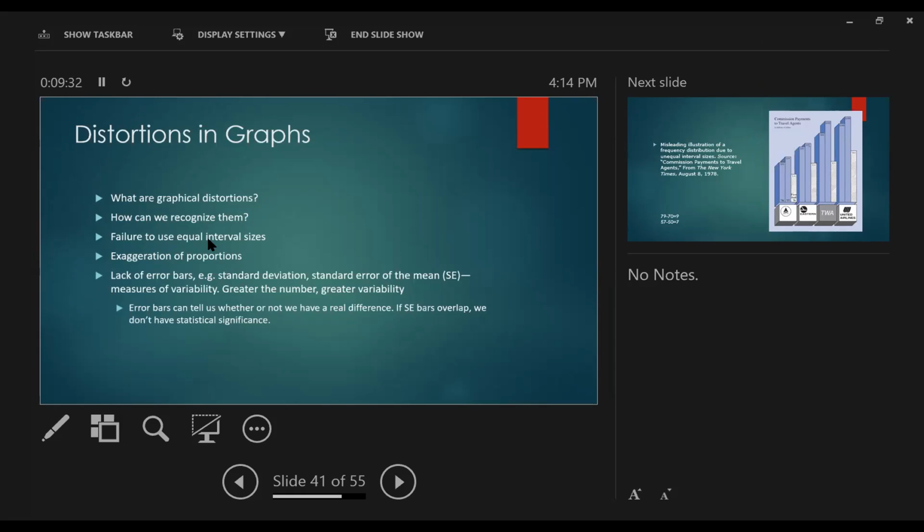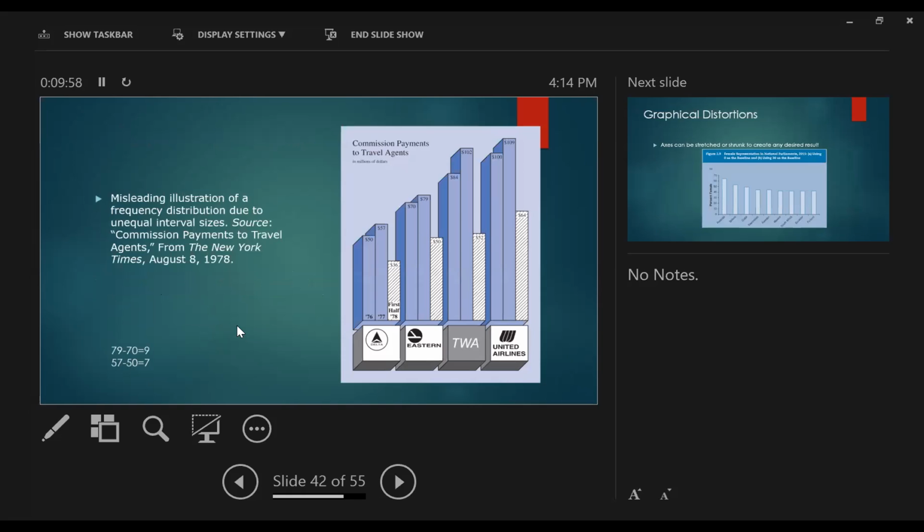if you're not using equal interval size, it may seem like one is much larger than the other. You can exaggerate proportions by changing the scale on your axes, right? Is it going to be by 1 or by 0.25? Now all of a sudden the difference is going to seem huge just because I adjusted the scale. Having a lack of information in general, like a lie of omission, is another piece. So we need to be very careful. Let's look at a few of these. This is a misleading illustration of a frequency distribution due to unequal interval size.